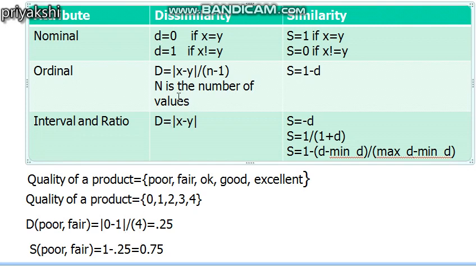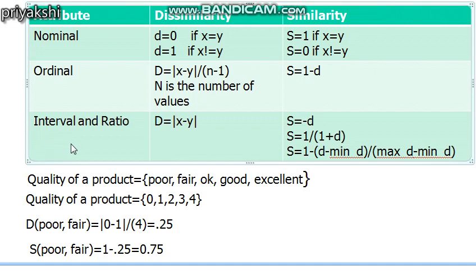What is the total number of values in this particular graph? There are 5 values, so n minus 1 will be 4. So 1 divided by 4 will be 0.25. So 0.25 is the dissimilarity value. The dissimilarity between poor and fair is 0.25. Okay. What is the similarity value? 1 minus 0.25 is 0.75. So we can say that poor and fair are 0.75 similar, and dissimilar by the value 0.25. So this is how we calculated the dissimilarity and similarity value for an ordinal attribute.